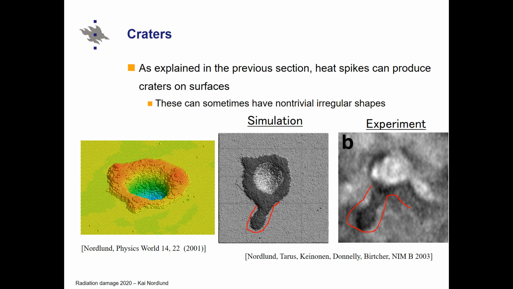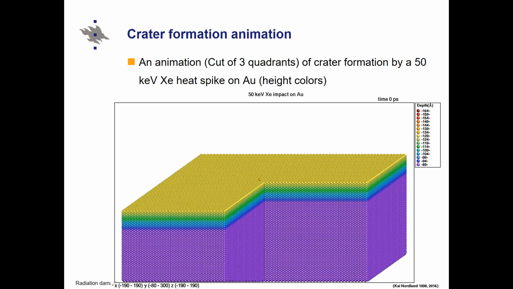In this experiment, this light area is the crater well, and this black area is the crater rim. In the simulation, we colored the atoms in the same way to show the same structure. And here is an animation of how these craters form. So this is a 50 keV heat spike, and now a segment has been cut out, so you can see inside the crystal.